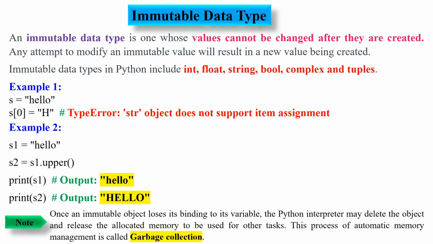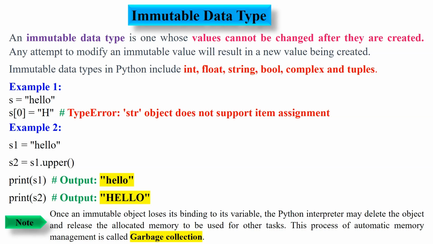Example 1. s equals hello assigns the string hello to the variable s. s of 0 equals H attempts to modify the first character of the string s to uppercase H. However, since strings are immutable, this operation is not allowed. As a result, when you execute the code, it will raise a TypeError indicating that the string object does not support item assignment. The error message will be similar to TypeError, str object does not support item assignment.